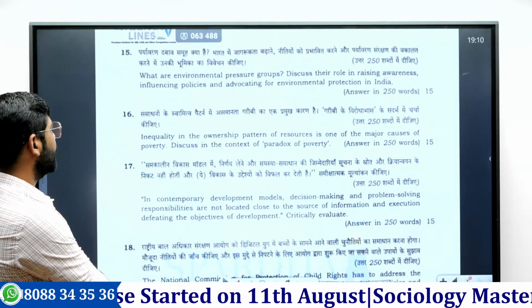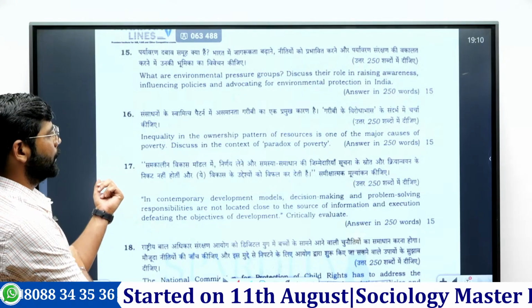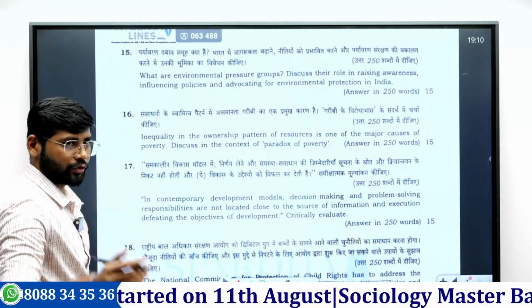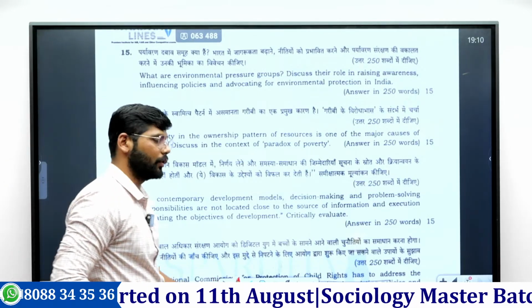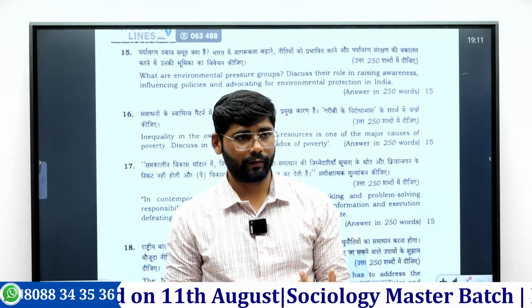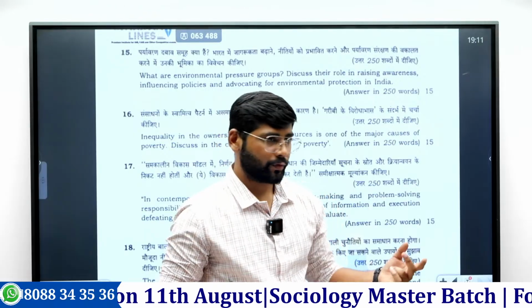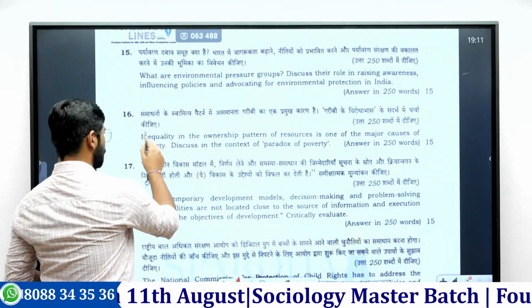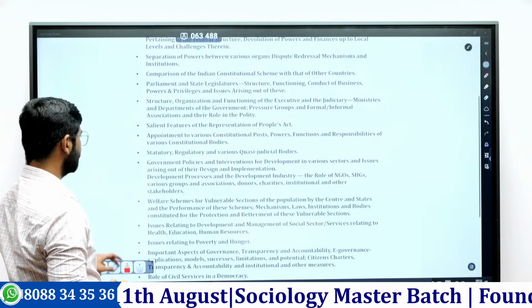Now, inequality in the ownership pattern of resources is one of the major causes of poverty. I was talking about this question: 1% of people own 70% of the wealth of the country. So this is nothing but inequality. So two aspects are there. It is also a syllabus point.